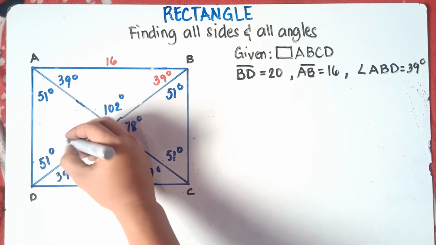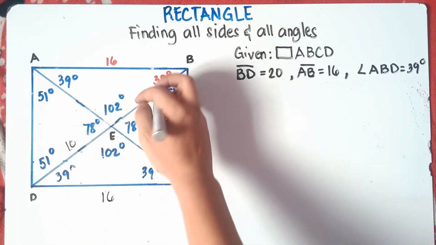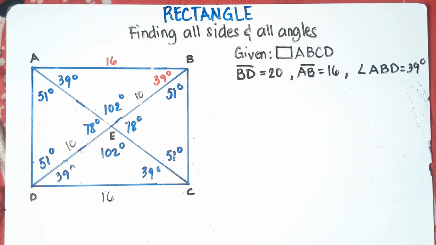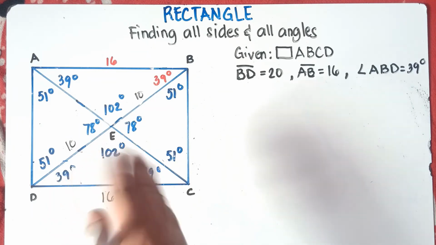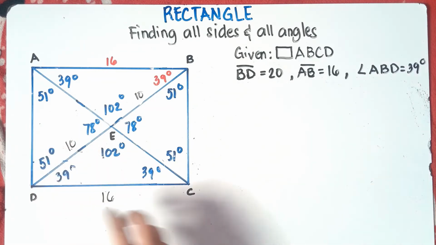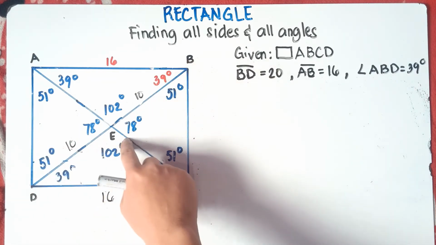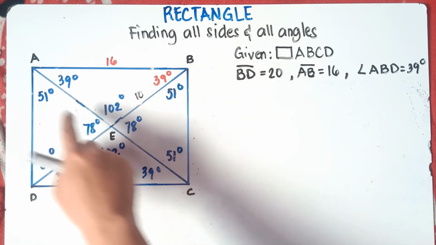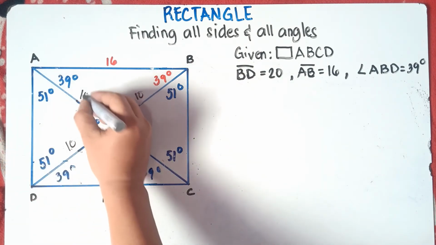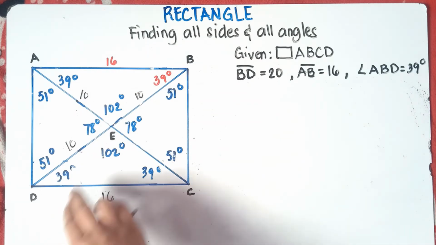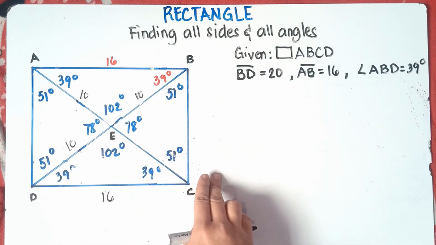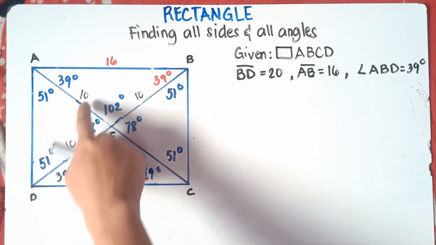Therefore, this DE is 10 and BE is 10, because they cut the diagonal into two equal parts. The diagonals bisect each other. They cut themselves into two equal parts. This will be 10 and this will be 10. Now, if this is 10 for BE, AE is also 10. Why is that, sir? Because the diagonals of a rectangle, class, are congruent. They have the same measure and they have the same size. So that would be 10 and 10.